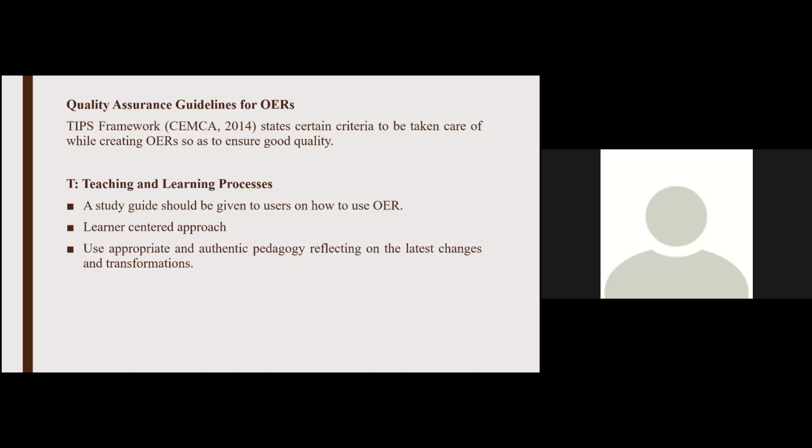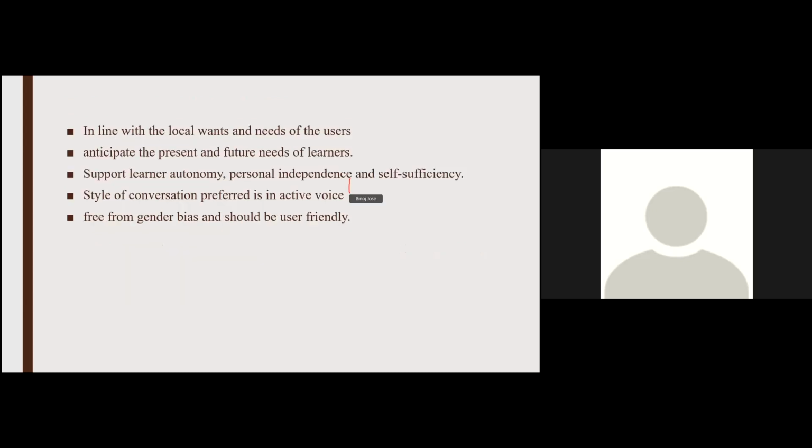Then use appropriate and authentic pedagogy, reflecting the latest changes and transformations. So when you are developing the learning material, make sure the pedagogy and methods you are using take care of the latest trends, updates, and developments. The material should also be in line with the local wants and needs of the users. For example, if you are planning to develop a course for a certain group of people, or for your students belonging to a particular area, then you have to take care of the local wants and needs of the users.